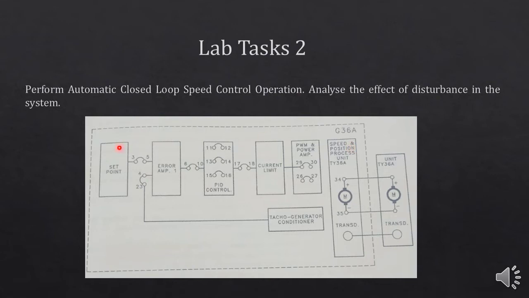Here you can see that the set point is connected with the error amplifier 1. Error amplifier 1 is connected with the PID control with the current limiter, and the current limiter with the power amplifier for driving the motor. Pin numbers 34 and 35 of the G36A module will be connected with the motor. The transducer wire from the motor will be connected with the transducer point on the G36A module, and the tacho generator conditioner will be connected with the error amplifier 1 as a feedback.